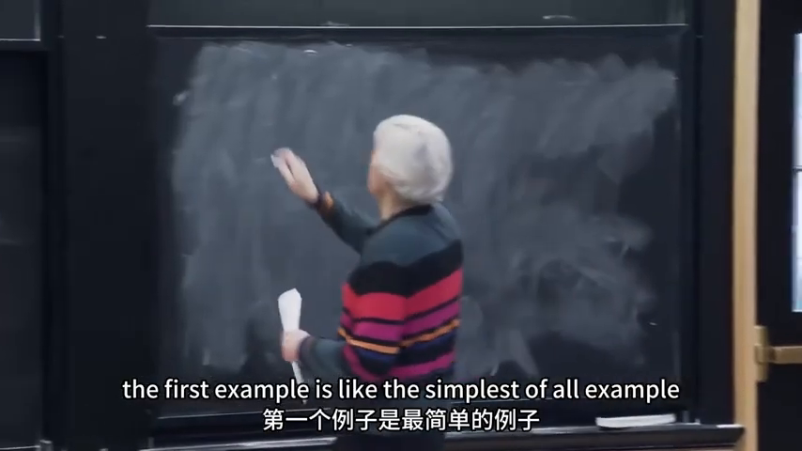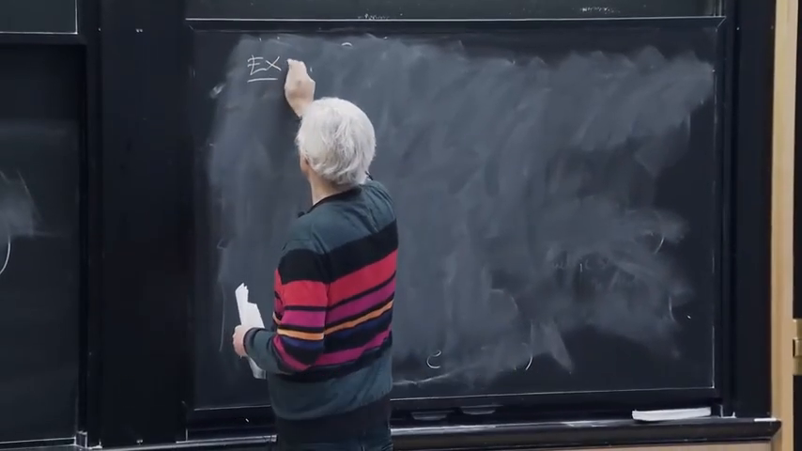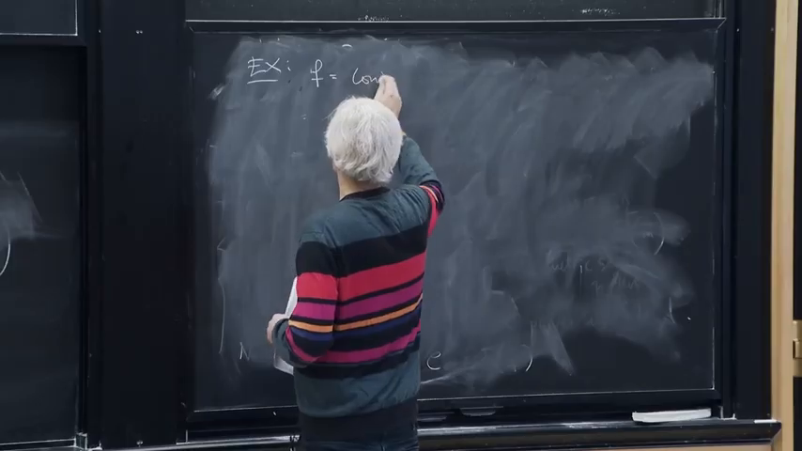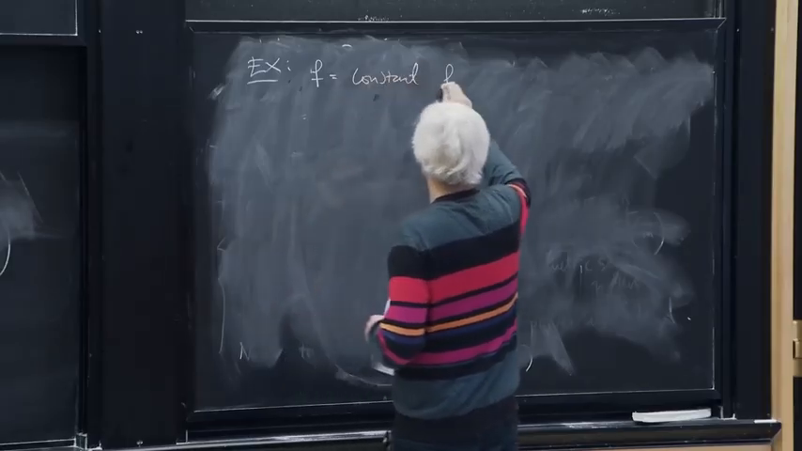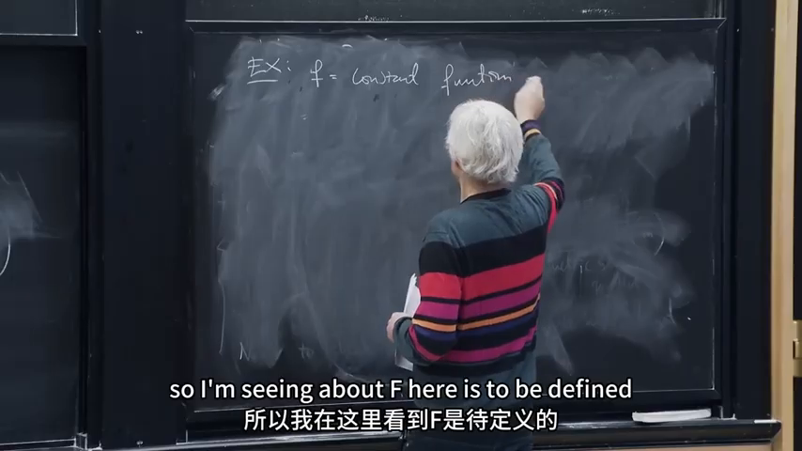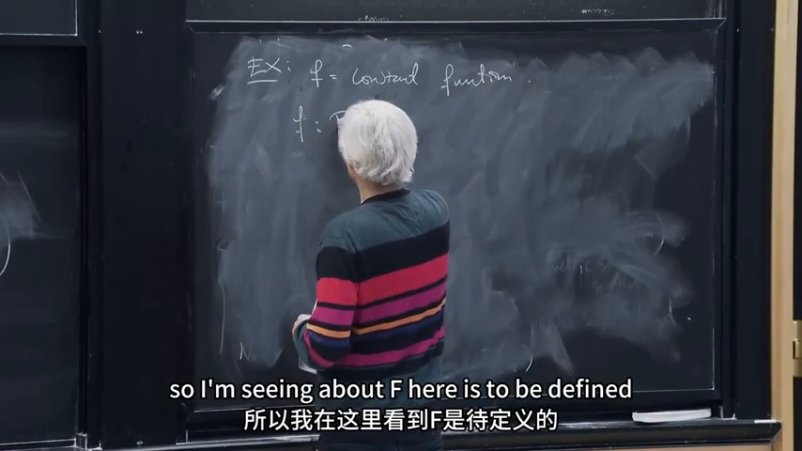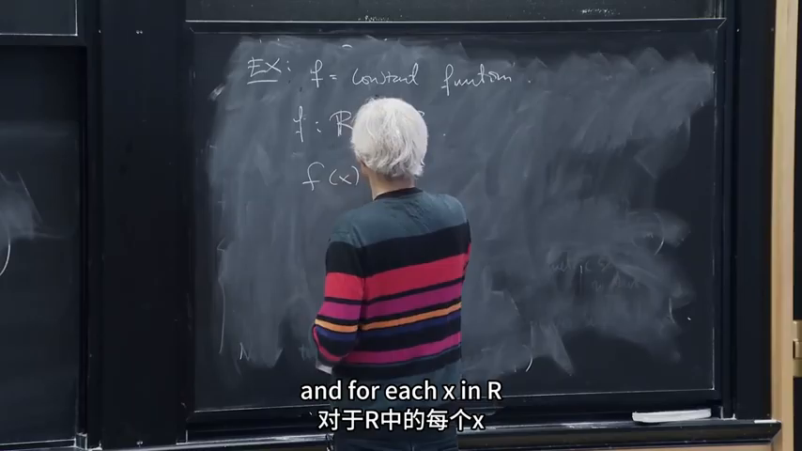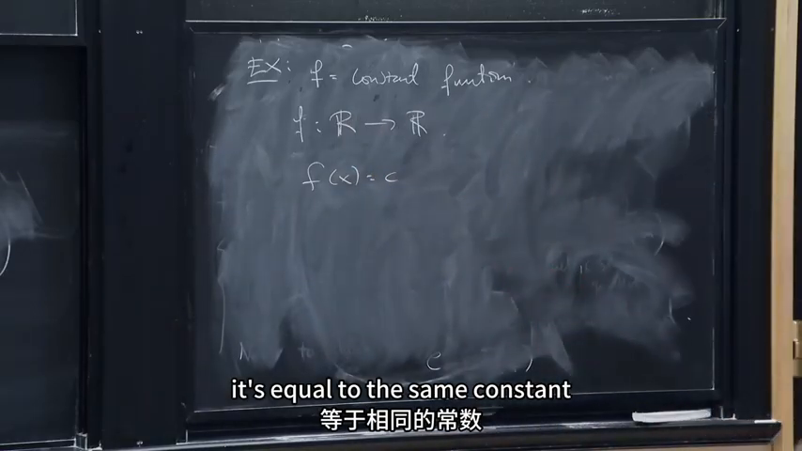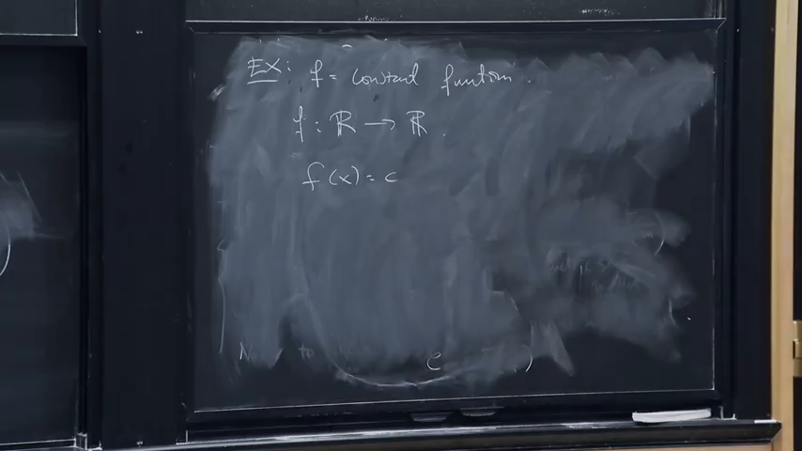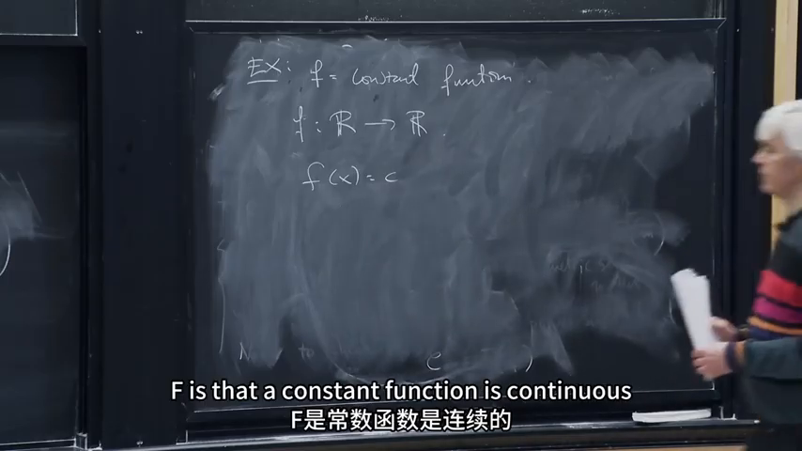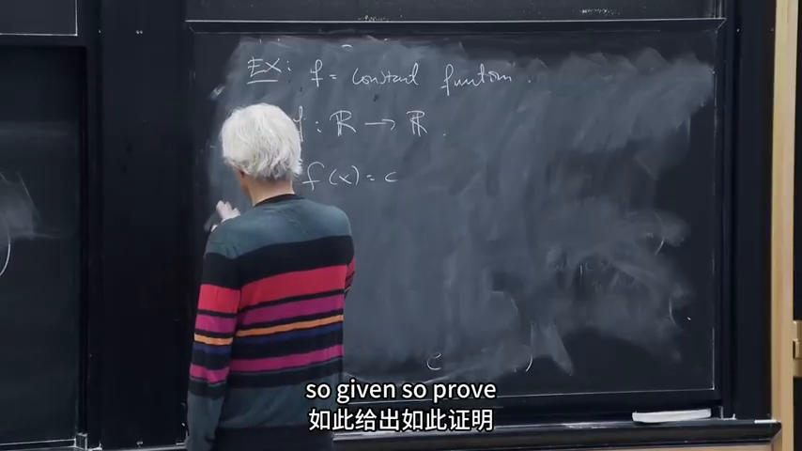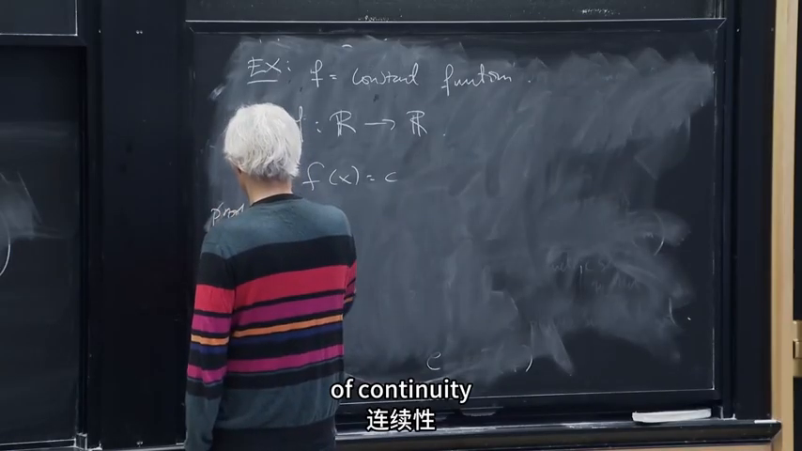So the first example is the simplest of all examples, where f is the constant function. I'm thinking about f defined from R into R, and for each x in R, it's equal to the same constant c. Okay, so that's f. I want to show that a constant function is continuous. So, proof of continuity.